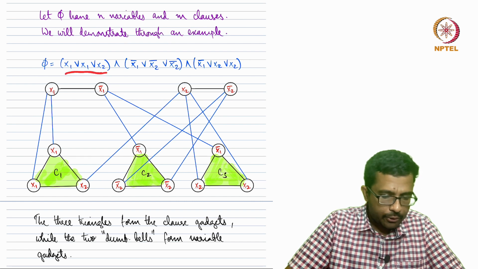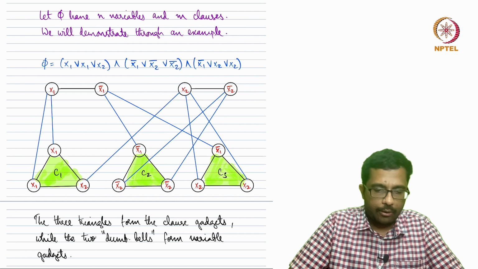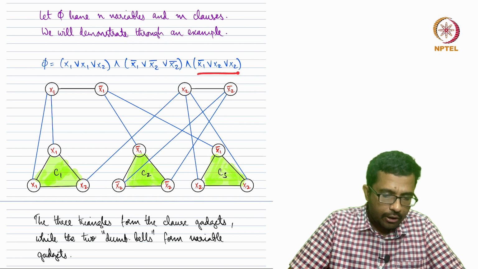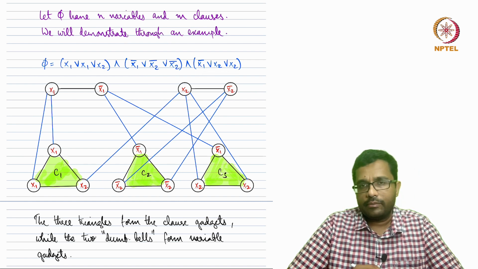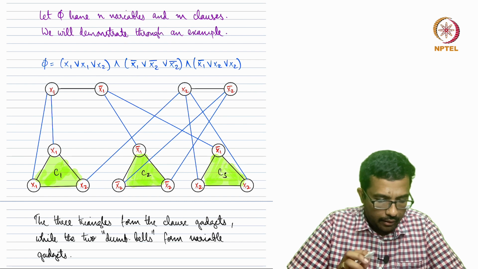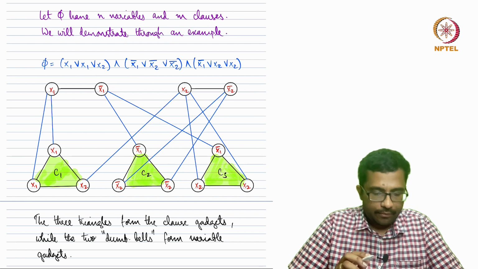x1 or x1 or x2, and x1 complement or x2 complement or x2 complement, and x1 complement or x2 or x2. Okay. So we have 3 parts.